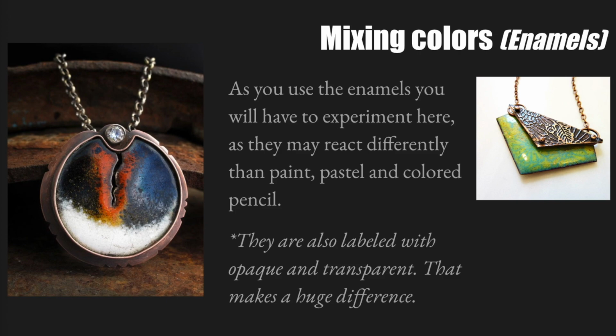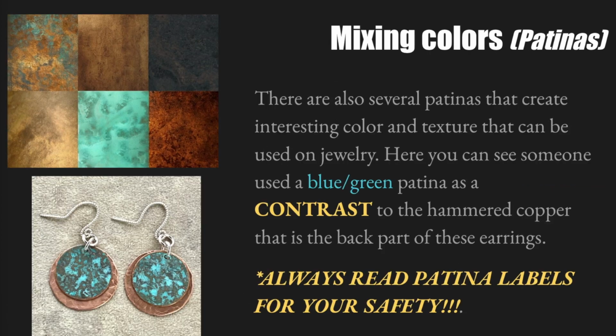The enamels are also affected by firing time as well. So if you make mistakes in the process, the colors will be different from what you see on the samples in the classroom. Patinas are another way to color metal with chemicals. You'll need to be very careful with patinas, making sure to read labels so that you know how to use them safely.